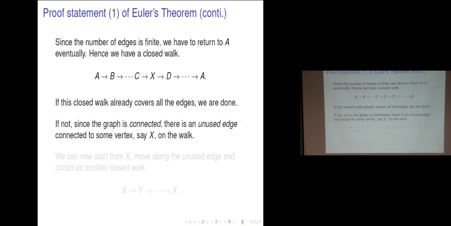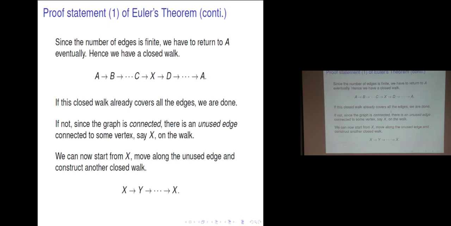Well, life is more complicated. If not, well, since the graph is connected, there must be an unused edge connected to some vertex X on the walk. So suppose this is X, right? Then you can start from X, try your luck, do the same thing, and you are going to return to X. So you can start from X, moving along the unused edges, and construct another closed walk. So X goes to Y, and goes somewhere else, and comes back to X, without using whatever you have traveled.